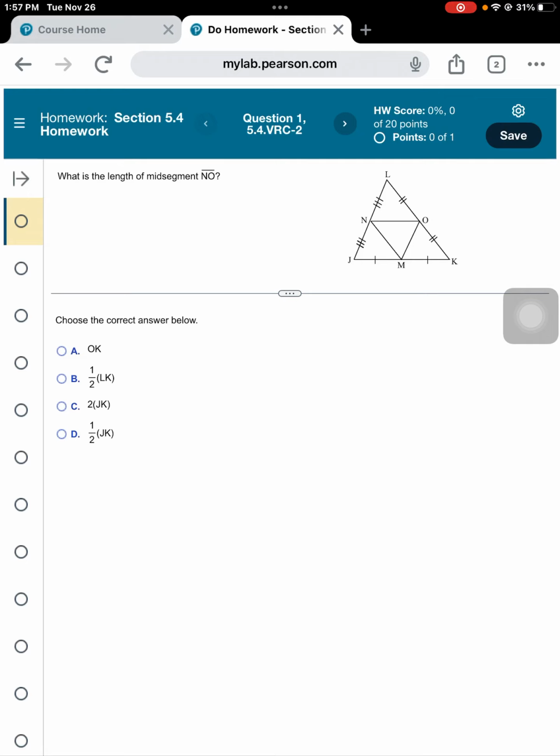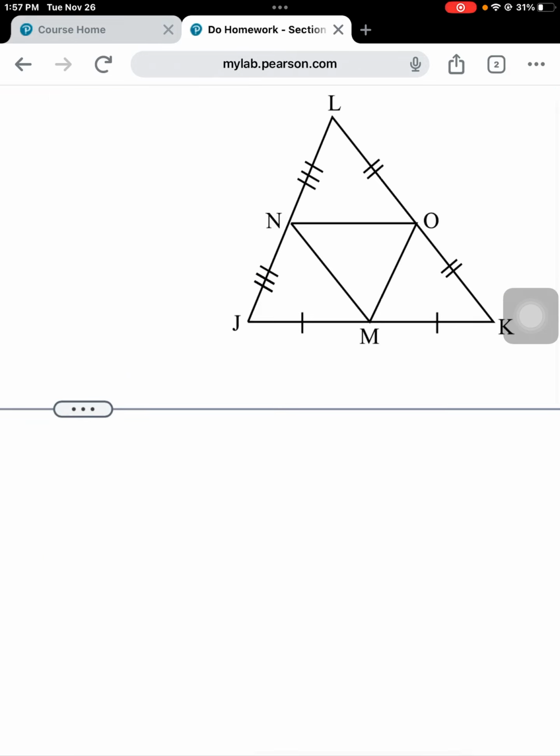How do we know it's a mid segment? What is a mid segment? A mid segment is a line segment whose endpoints are the midpoints of two of the three sides of the triangle. Now, in this case, we see that for the midsegment NO, N is the midpoint of LJ, and O is the midpoint of LK.